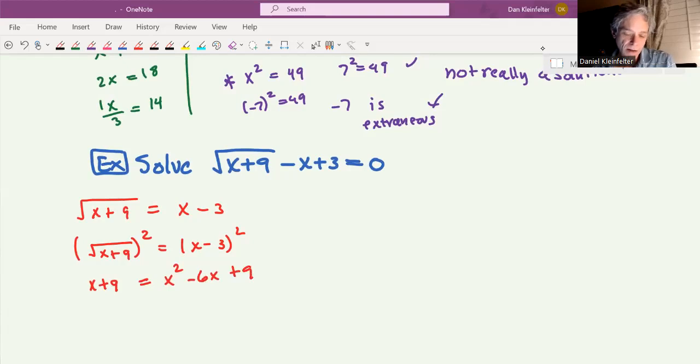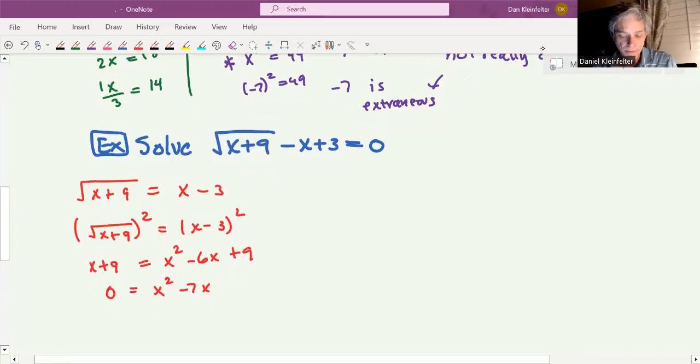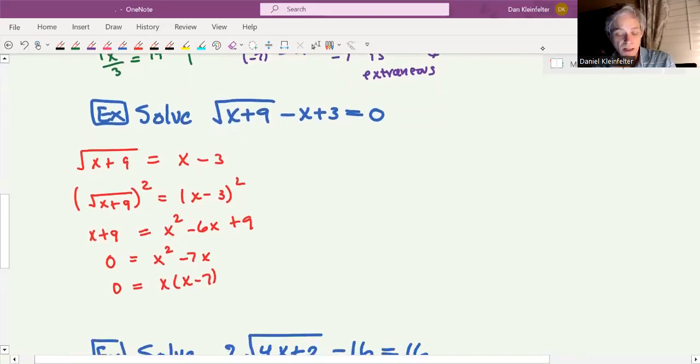Okay, so then let's go ahead and collect all the terms onto one side so that it's set equal to 0. We can then factor and use the zero product property. We'll have x squared minus 7x, and then the two 9s are gone, right? So here we'll have 0 equals x times x minus 7. Okay, so then here it looks like our two potential solutions are 0 and 7.